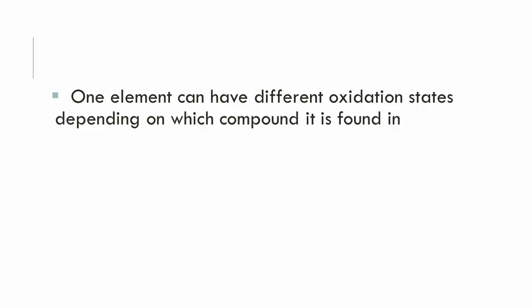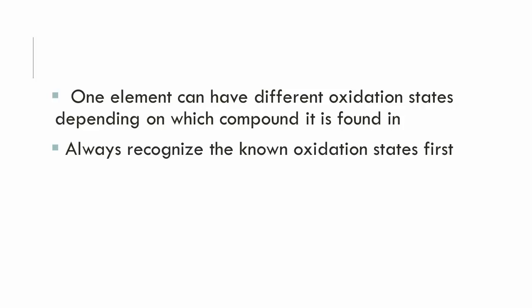To find the unknown oxidation state of an atom in a compound, we always start by identifying the oxidation states of the elements we know already. For example, it's easy to find the oxidation state of oxygen, hydrogen, and fluorine. The rules we talked about earlier allow us to find many other oxidation states as well.